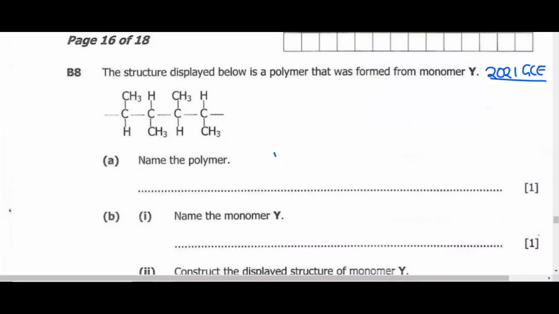Let us look at this question, which is 2021 GCE on organic chemistry. So we are saying that the structure displayed below is a polymer that was formed from monomer Y. Before we go to the question, let us understand what a polymer is. You'd find that the polymer is made up of monomers. So monomers make up a polymer.